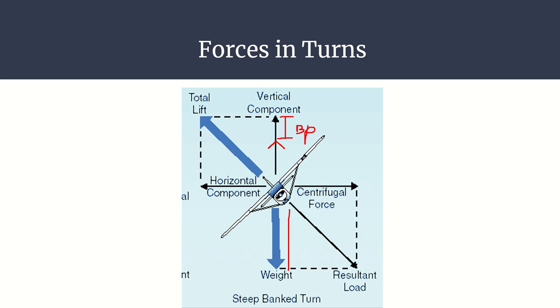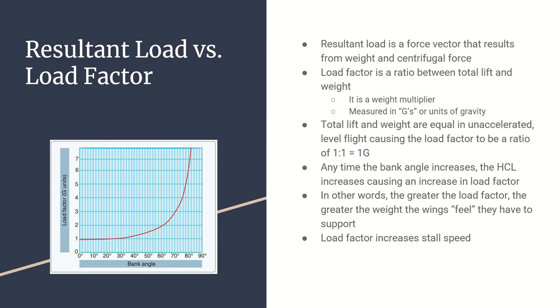Resultant load, remember, is just that combination between centrifugal force and weight. That's kind of the overall force. But you can see here in the diagram that weight is blue and total lift is blue. And why is that? Because that creates something different from resultant load that people tend to conflate with resultant load, called load factor. When we talk about load factor, it is literally a ratio between total lift and weight, and the way that we treat it is as a multiplier.